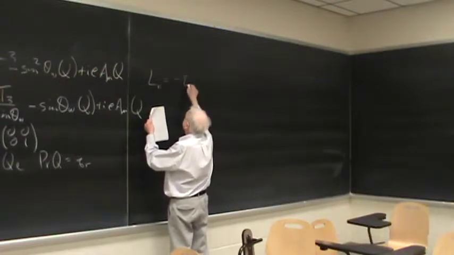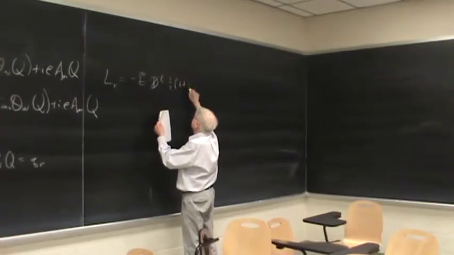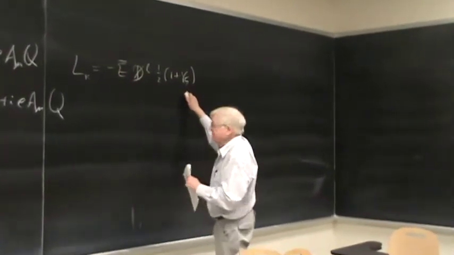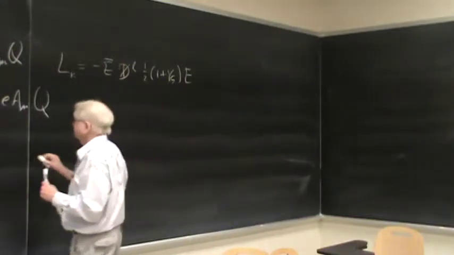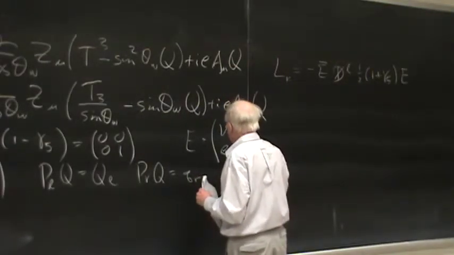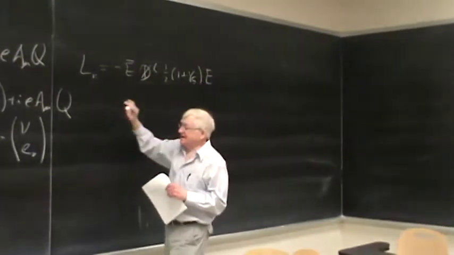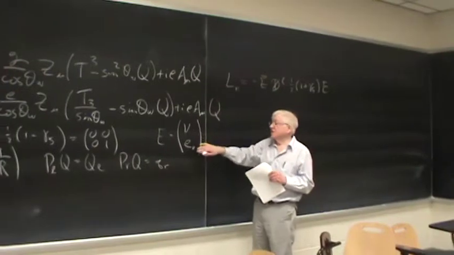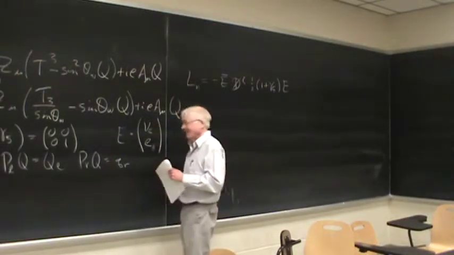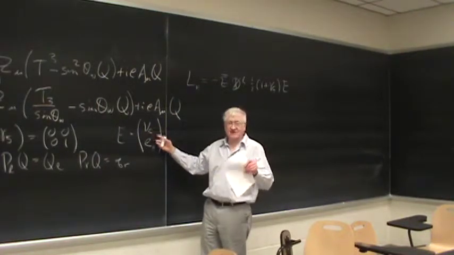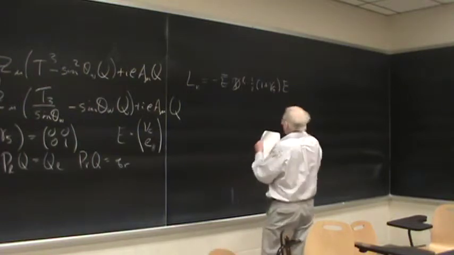Well, you can write it as minus E bar D slash left, 1/2 (1 plus gamma 5). Now this thing projects out the left-handed fields. So E here means E, nu. This is a four-component spinor, but this 1 plus gamma 5 is acting separately on the nu and on the E. So it projects out nu E left and E left. And with the other sign, it projects out the right-handed part of that. That's what all of this means.